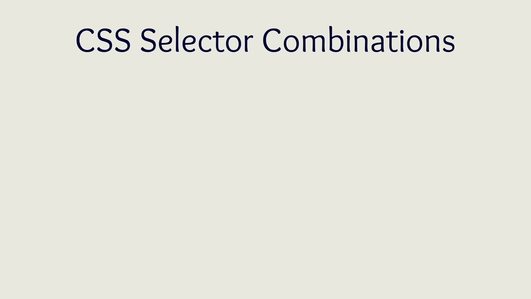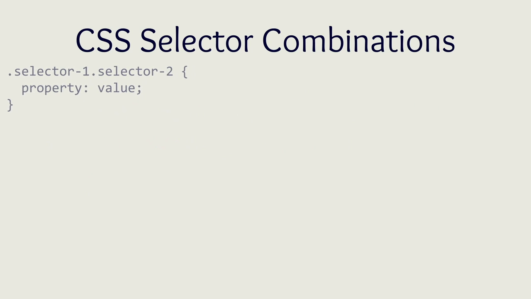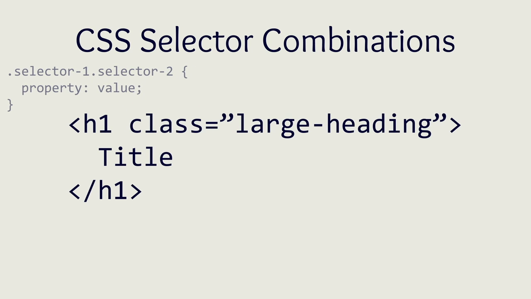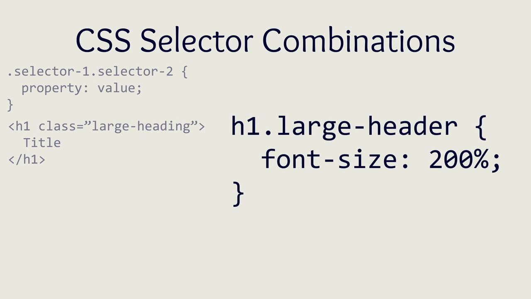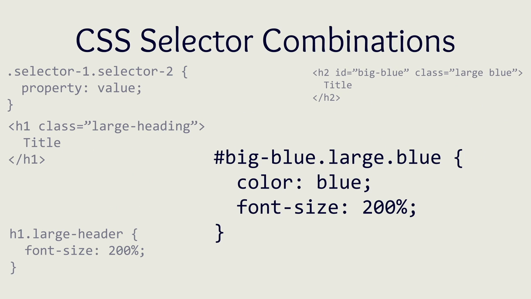The first way to combine selectors is to specify multiple selectors that an element must have in order to be styled. To do this, you need to write the various different selectors together with no spacing between them. For example, if you wanted to select all H1 elements with the class large heading, then you would write the following selector. If you wanted to select an element with the ID big blue and both the class large and blue, then you would use this selector.